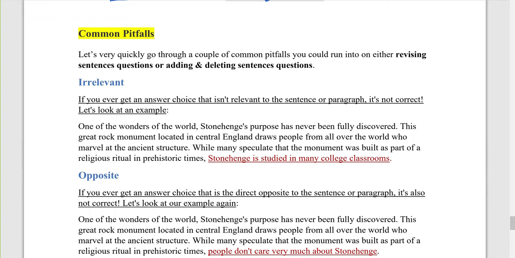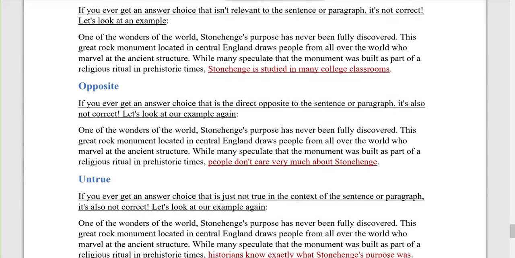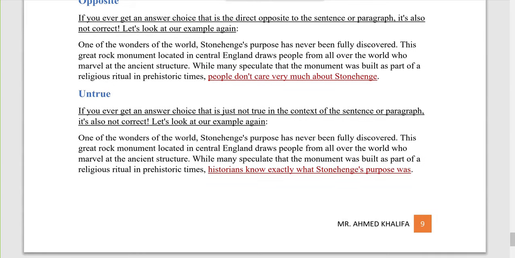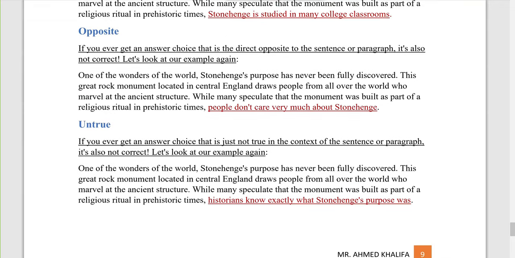Let us go to the last part here of sentence function: common pitfalls. Pitfalls means what? Difficulties. Let us very quickly go through a couple of common pitfalls you could run into on either revising sentences questions or adding or deleting sentence questions. We have got irrelevance. You need to figure this out. We have got opposites, and we'll talk about it right now. And we have got untrue. And we're going to have some questions.